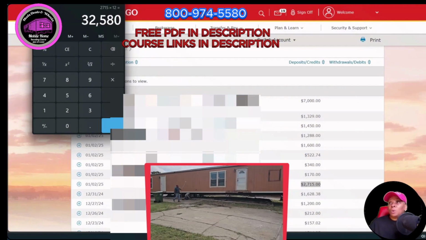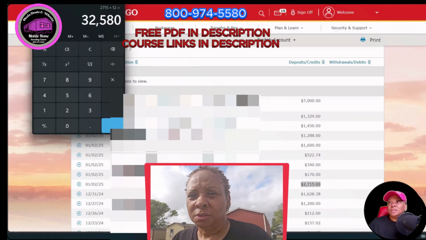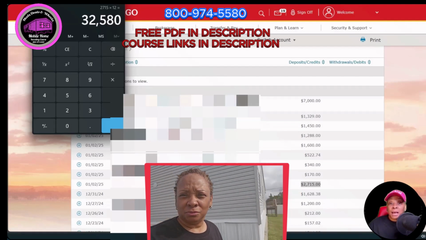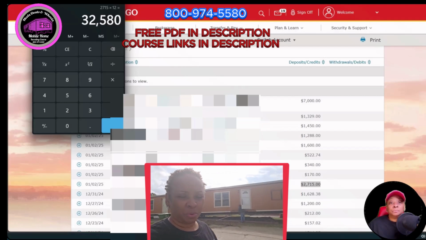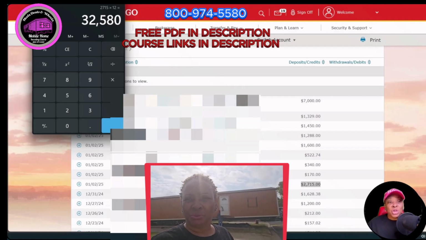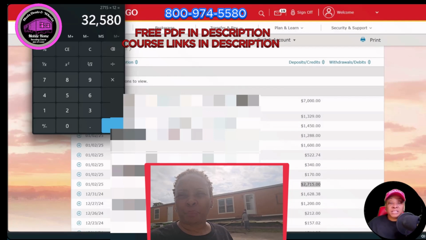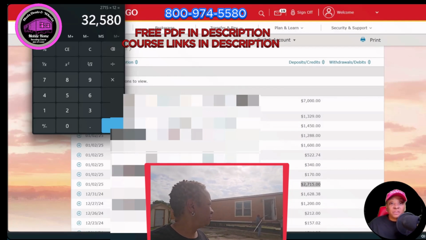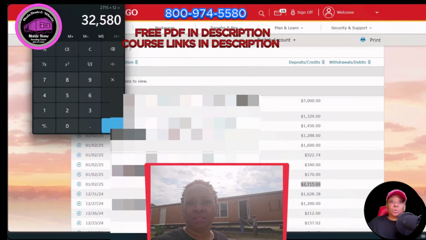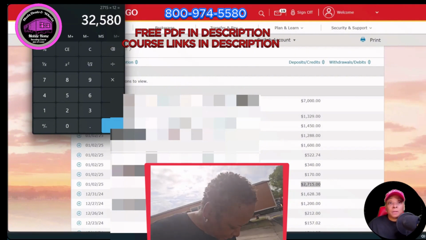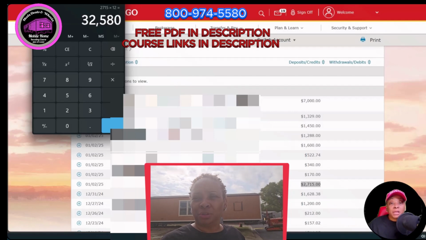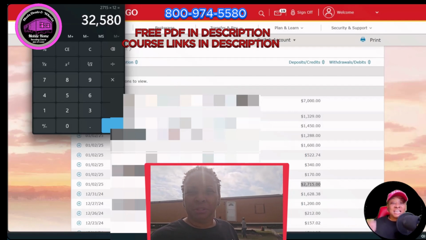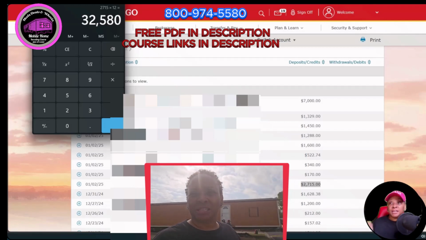Now you're going to say, Kelly, why wouldn't you buy a mobile home on land versus buying a mobile home inside of a park? Because, guys, I want guaranteed money. I don't want a maybe $32,580. I want a guaranteed $32,580. That's what I want. And what do I mean by that? We try to make sure that we get a Section 8 tenant each and every time.